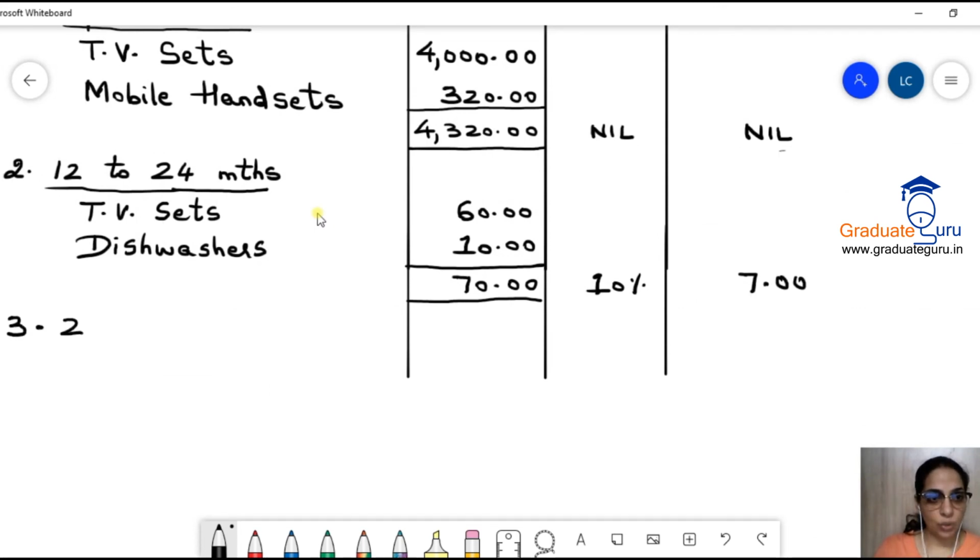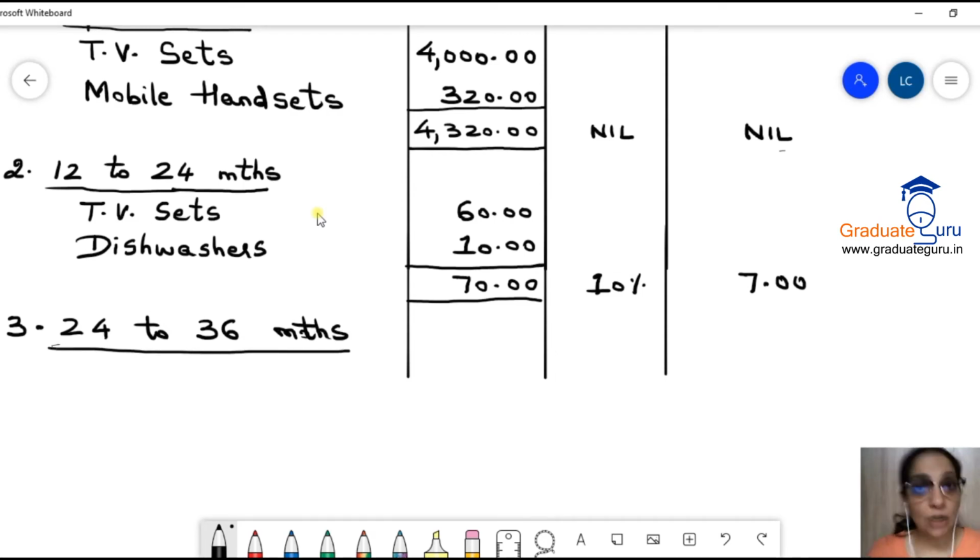Third category is 24 to 36 months. Okay, let's see कौन से asset हैं इसमें. We have dishwashers and that is it. एक ही asset है जो इस category में है, dishwashers. Amount कितना है उसका? 17 lakhs, 17.